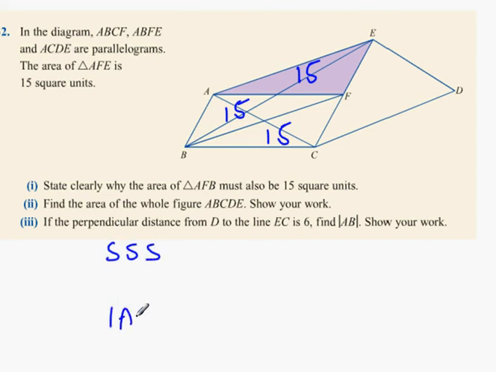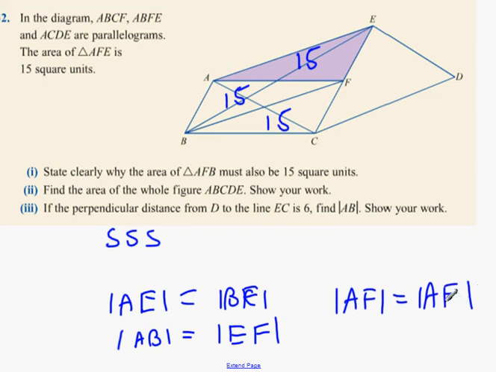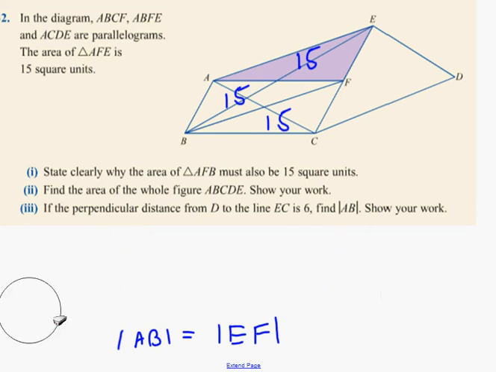You could say that AE equals BC. I wouldn't say it's necessary, but if you had extra time on your hands, AE equals BF, and then you have AB equals EF, and then you have a common side, AF equals AF, and there you go. There's your two triangles being congruent by SSS. Okay, and you'd say opposite sides of a parallelogram and common side. Now that you've done that, find the area of the whole thing.